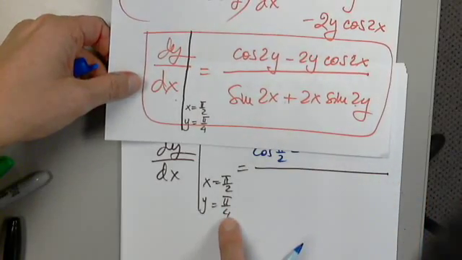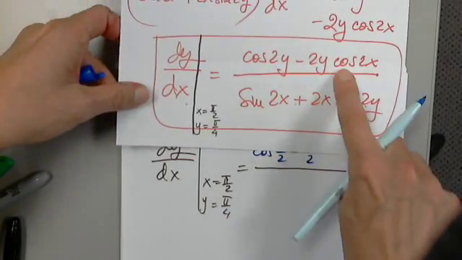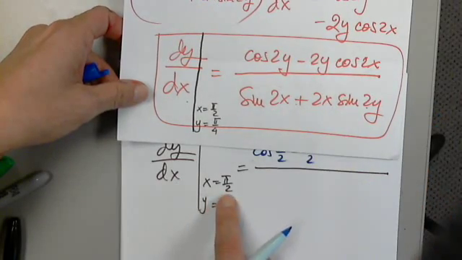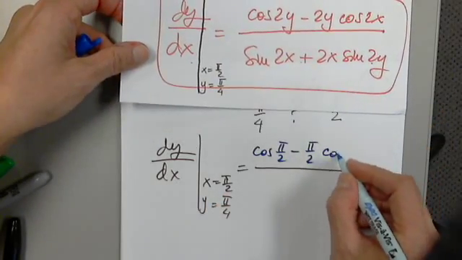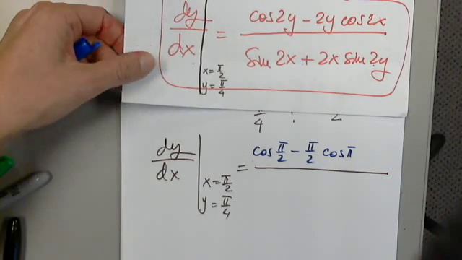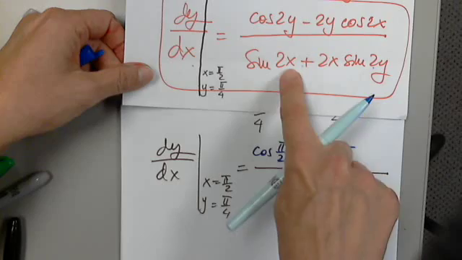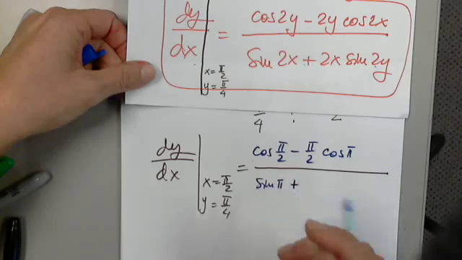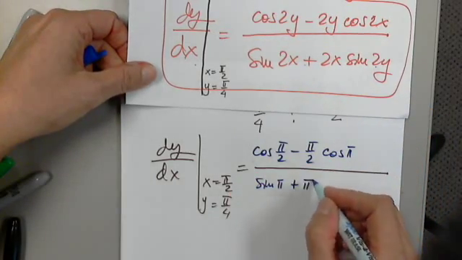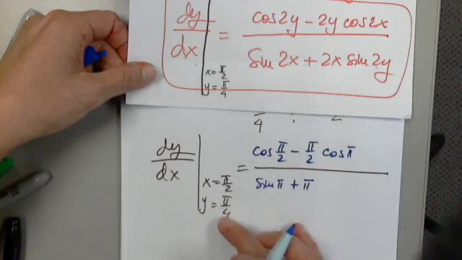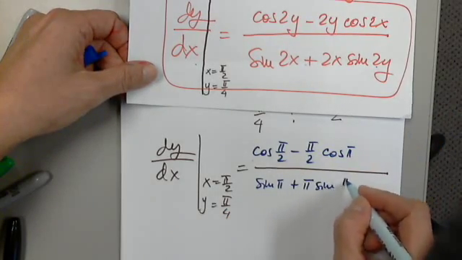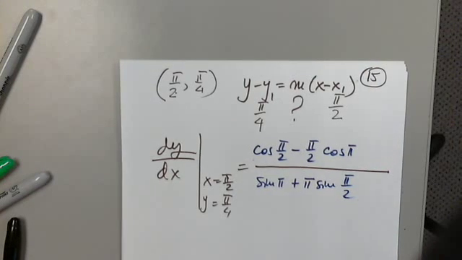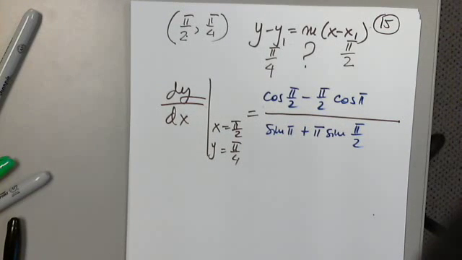2 times pi over 4 is pi over 2. Cosine 2 times x, x is pi over 2, which is cosine pi. Sine of 2 times x, x is pi over 2 times 2, is sine pi, plus 2 times x will be pi, times sine 2 times y, which will be pi over 2. So all I did was just plug them in. And now I have to find these values. And the problem is done. I have to put the slope in there.